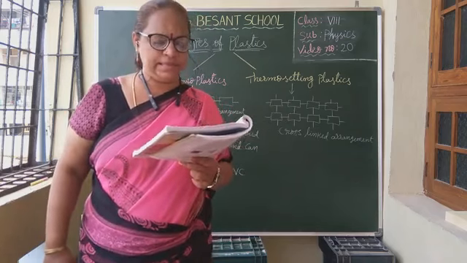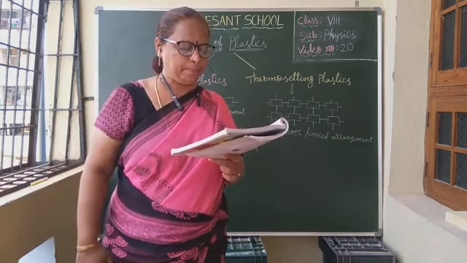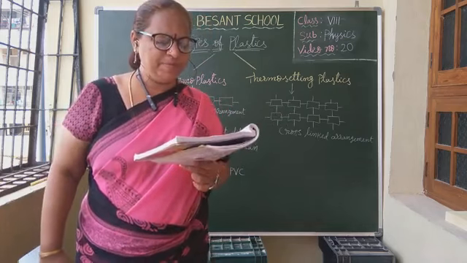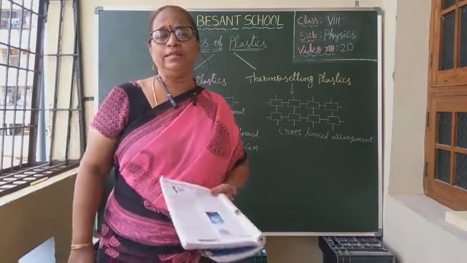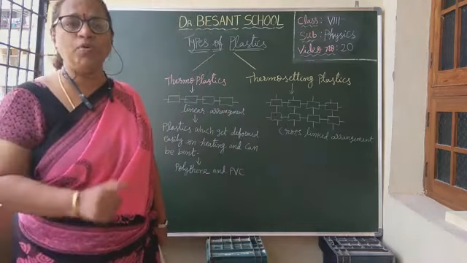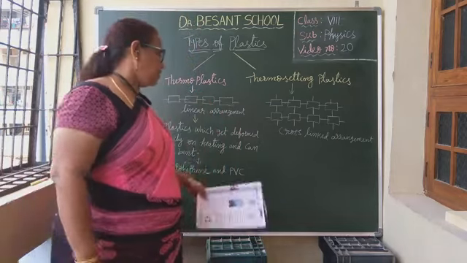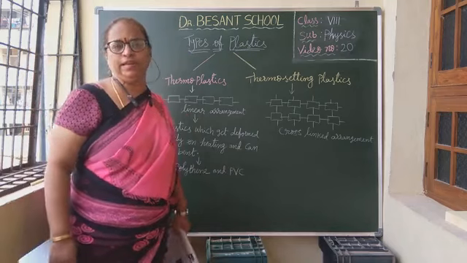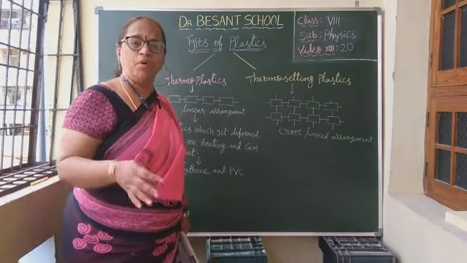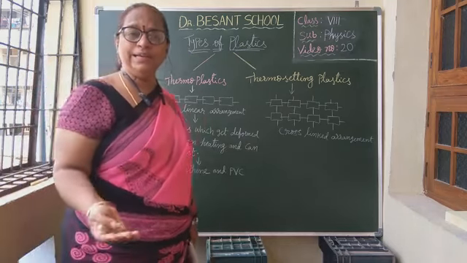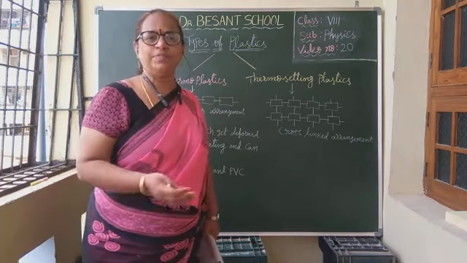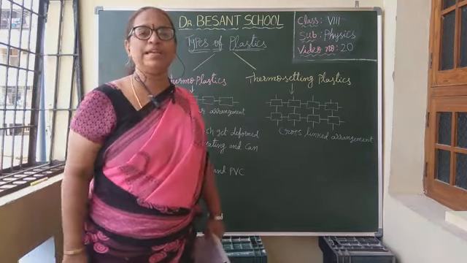There are some plastics which, once molded, can't be softened by heating. There are some other plastics which, once they are prepared, can no more get soft. Thermoplastics can get softened again, but these, once molded, cannot get soft. Such plastics are called thermosetting plastics.